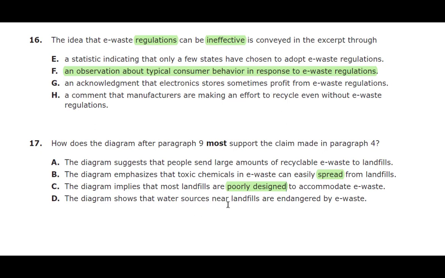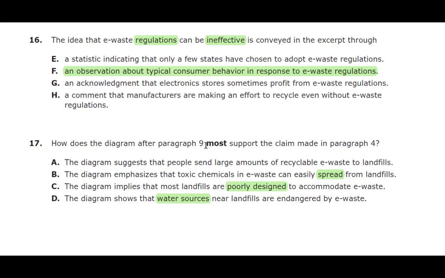And D, that the water sources near landfills are endangered by e-waste. Well, it doesn't really show that they're endangered, or that the water sources are too near the landfill. That's not the core idea. I mean, that might be true and plausible, but you'd also have to say the air is endangered, the trees are endangered, the ground is endangered. It's not just the water sources. So that is not the best answer requested by the question. So D is not right.